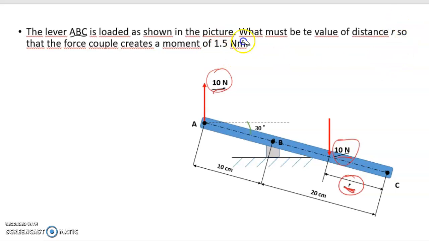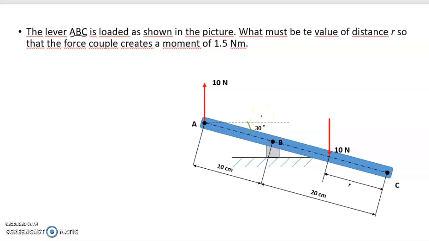Let's analyze this example. Right here we get a lever ABC, similar to the one we have used before, loaded as shown. The difference of this diagram from the one in the first problem and the one in the third problem, I think it was, is that the lever is a little bit inclined. Actually, it's inclined by 30 degrees here.